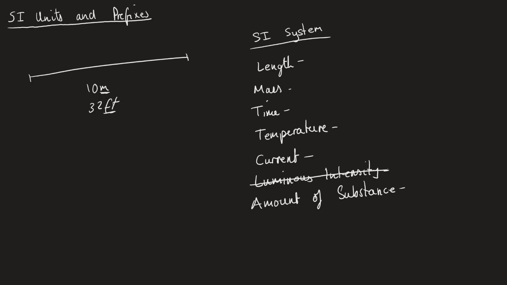So what this means is whenever we have a length, we always measure it in meters. Whenever we have a mass, we always measure it in kilograms. Time is always in seconds. Temperature is always in Kelvin. Current is always in amps. Luminous intensity would always be in candela, but again, we're going to forget about that. The amount of substance is always in moles. Okay, these are our SI units.